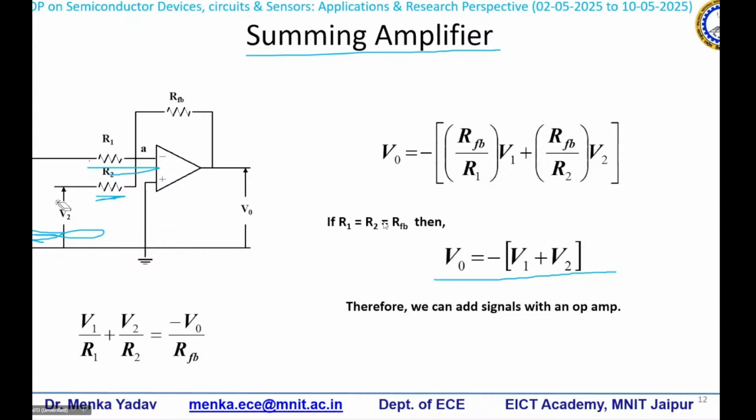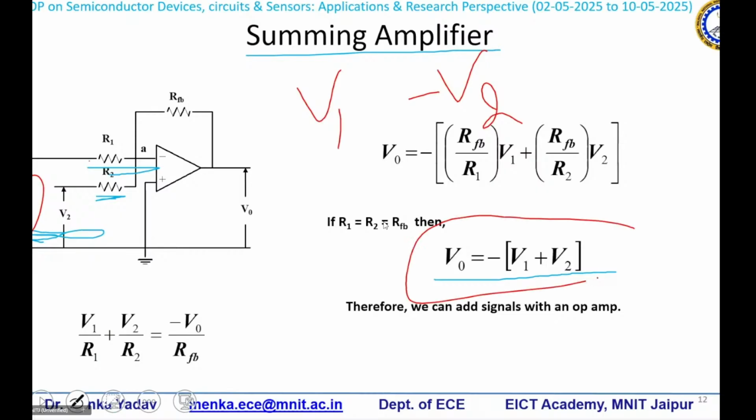we can take V1 as positive and V2 as negative. We can take V1 positive and V2 of negative polarity. So instead of V1 plus V2, it will give us V1 minus V2, right? That is one thing. But it is not always possible.